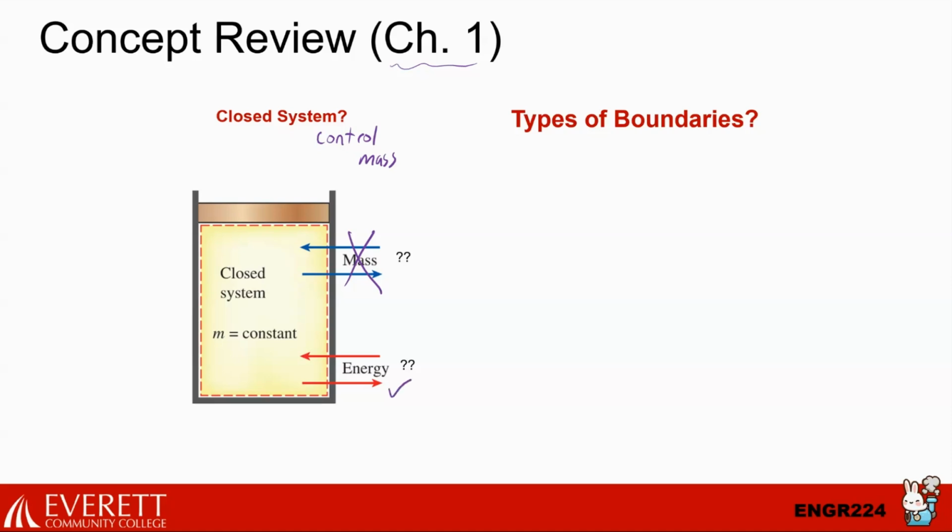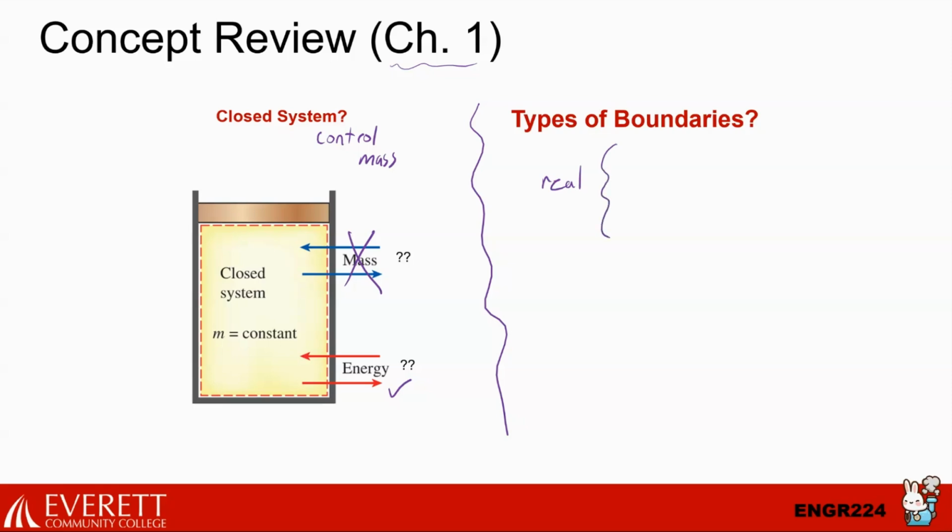That could mean we have a Q, or heat, crossing the boundary, or work crossing the boundary as we go through. And then the types of boundaries. We had both the idea of a real or imaginary boundary. For a closed system, these are going to be real boundaries. We need something to contain our mass, so they need to be real boundaries.